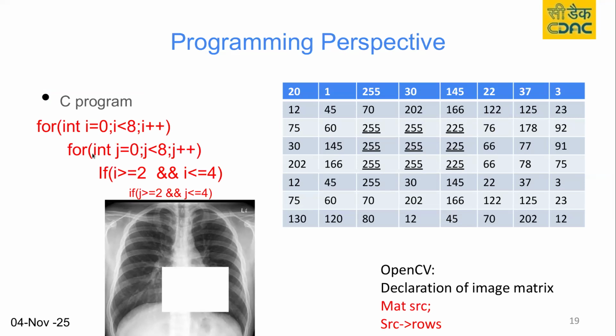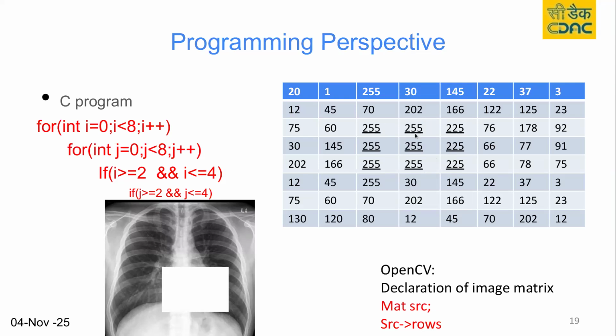So programmatically, if you look at this 8 cross 8 matrix, i values vary from 0 to 8, and j varies from 0 to 8. And if j is greater than 2 and i is less than or equal to 4, so the index is 0, 1, 2, 3, 4 for this matrix. So if i is greater than 2 and i is less than 4, and j is greater than 2 and j is less than 4, which means this set of boxes in the matrix, if I am making it 255, then this region will become 255 because 255 represents white pixels.